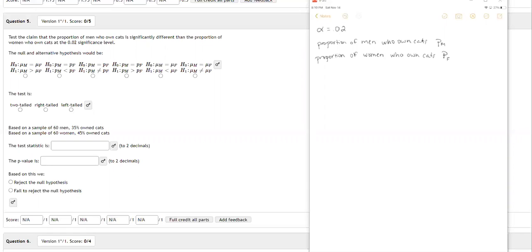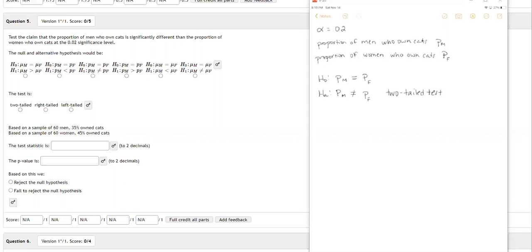So I can write my null and alternative. We're talking about population proportions: the proportion of males that own cats and the proportion of females that own cats. It says the proportion is significantly different, so what they're saying is it's not the same. My null is always equal to, and my alternative is going to be not equal to. A not equal to is a two-tailed test.